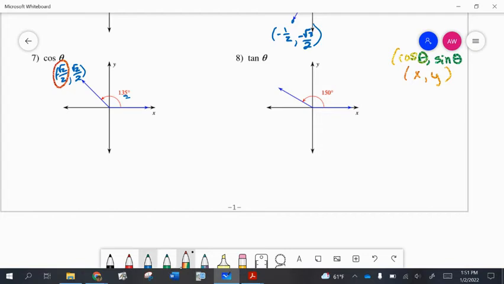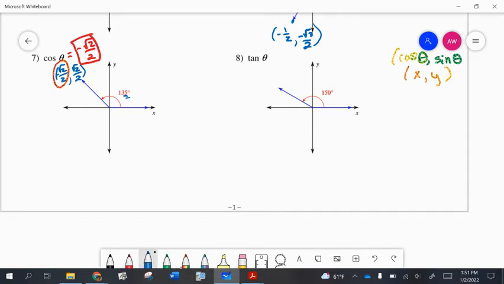So that's just going to be negative root 2 over 2. Easy peasy once we know our unit circle. So make sure you're working on both memorizing it and keeping that in your head. Let's try the next one.